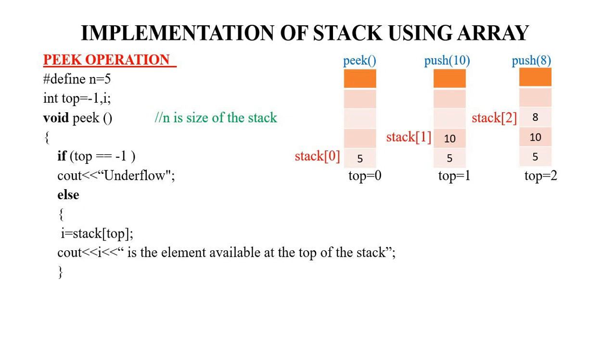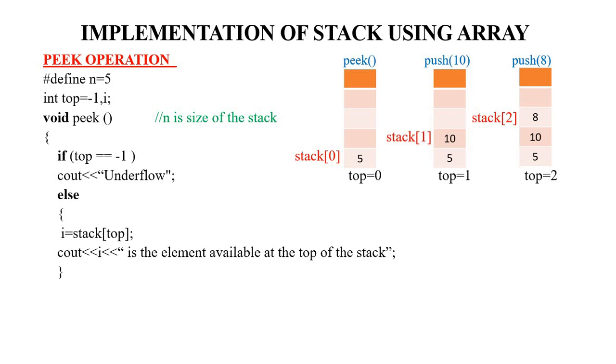Now let's see the peek operation. So what do you mean by peek operation? Peek operation is displaying the topmost element from the stack. That is called the peek operation. So obviously, if you want to display the topmost element, our stack should not be empty. If there is some value in the stack, only then can we display the topmost element.